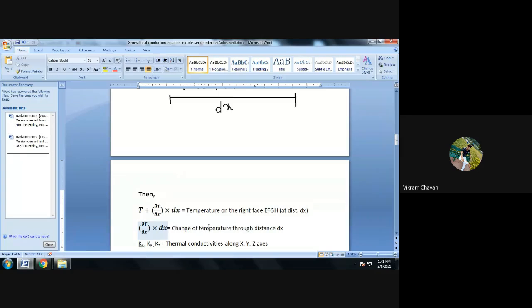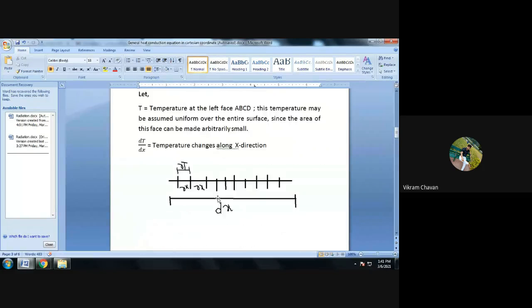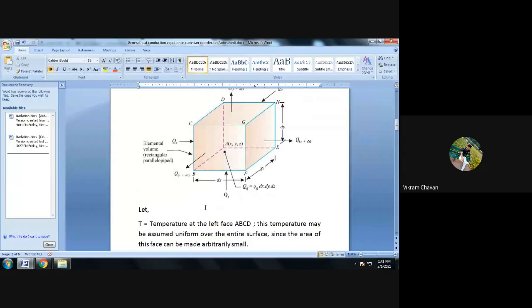Okay, repeat the temperature change part. Okay, so from the beginning I will start this particular point.